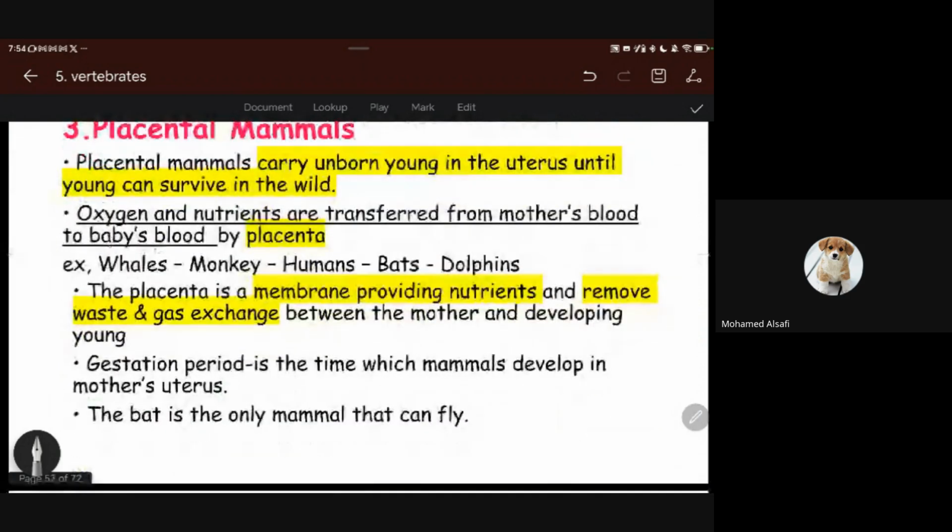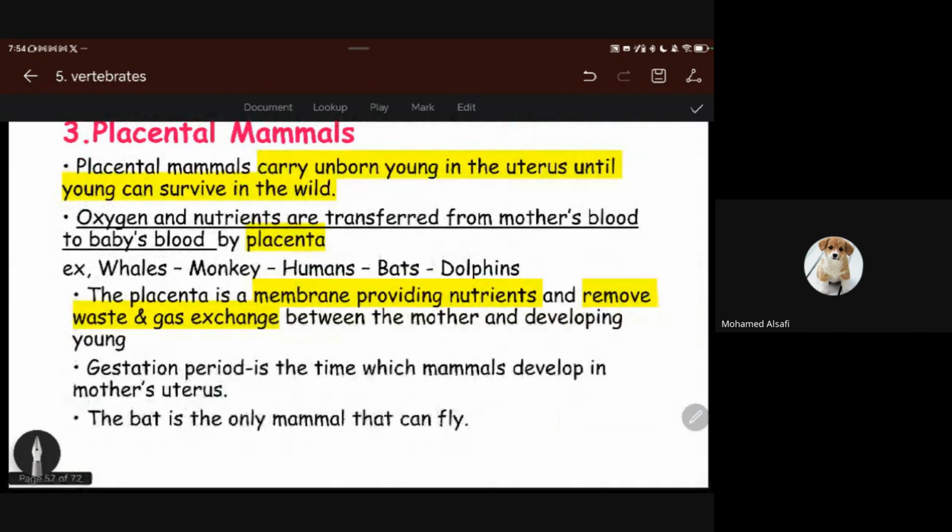Next, we have the placental mammals, which are mammals that have a placenta. They carry unborn young in the uterus until the young can survive in the wild, like humans. Oxygen and nutrients are transferred from the mother's blood to the baby's blood through what? Through the placenta. So the baby develops in the uterus and gets its nutrients from the mother's blood, and it removes waste from its body into the mother's blood as well, by the help of the placenta.